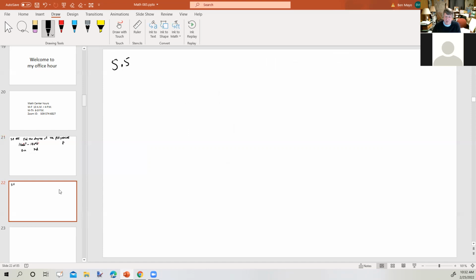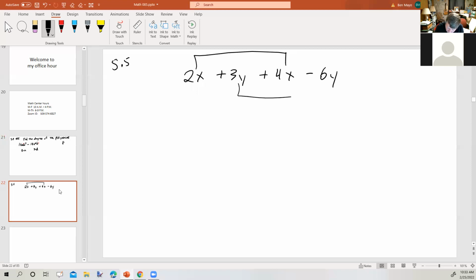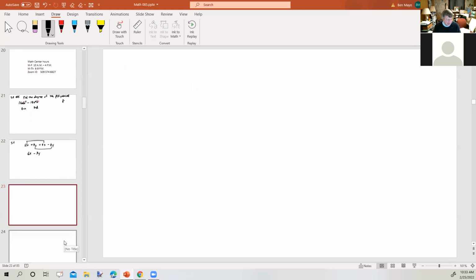Back in, I think actually chapter 1, it talked about the idea of combining like terms. So if we have something like 2x plus 3y plus 4x minus 6y, and we want to combine like terms, we would take the 2x plus 4x and get 6x, the 3y minus 6y and get minus 3y, and thus simplifying the expression by combining like terms. Well, what we're going to be doing today is adding and subtracting polynomials, which ultimately will be combining like terms.